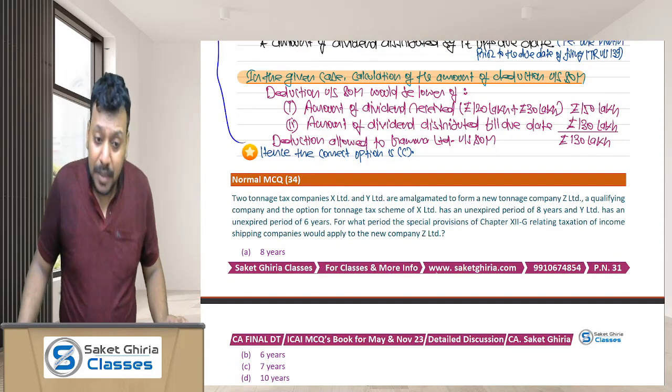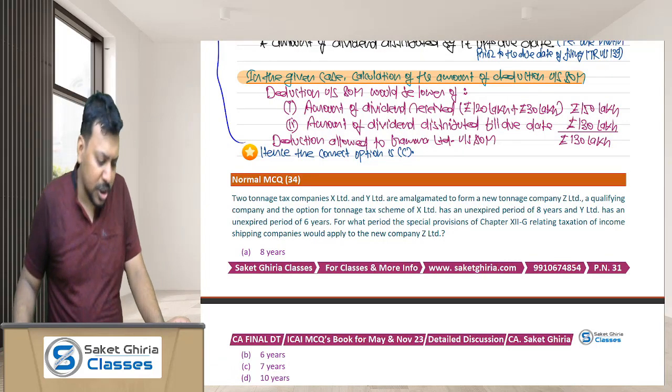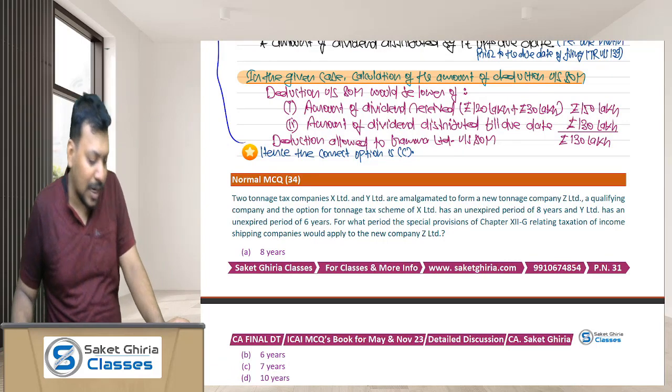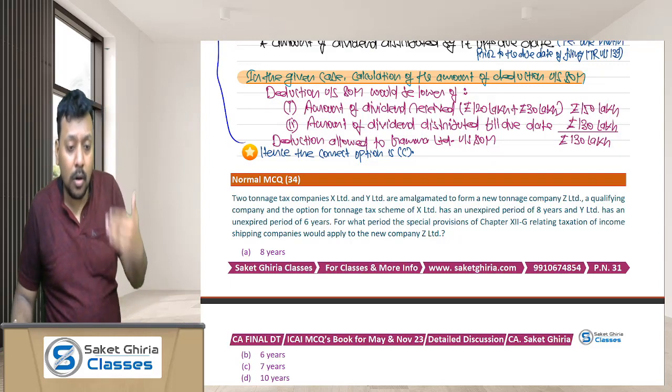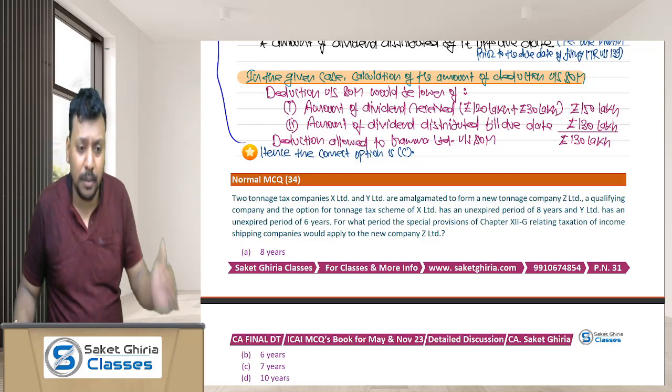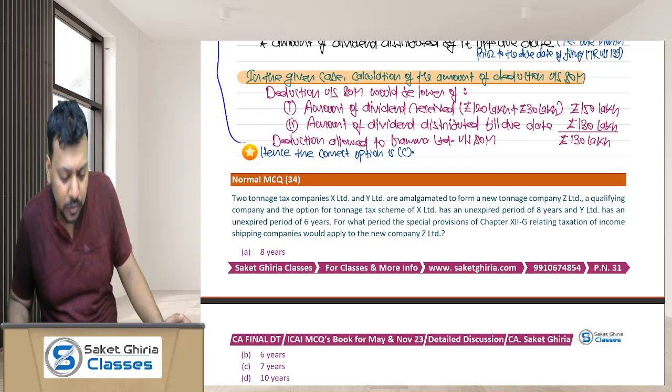Two tonnage tax companies, X Limited and Y Limited, are amalgamated to form a new company. Dear friends, for the shipping companies, tonnage tax provisions are being introduced to provide a beneficial or an alternate taxation regime to those companies. Dear friends, there are a lot of things that we can talk about, but I cannot take much of your time.